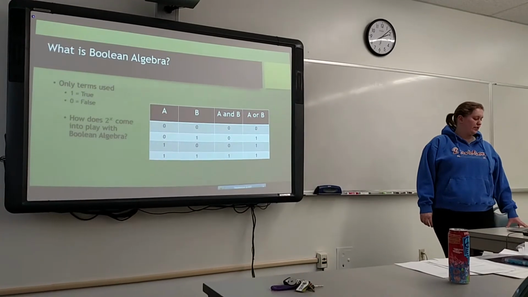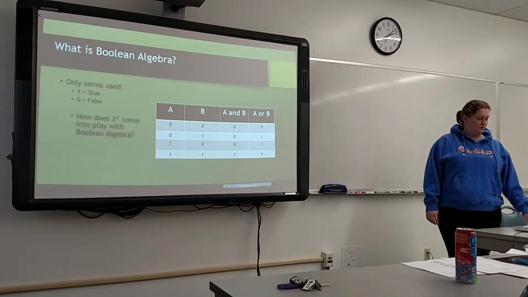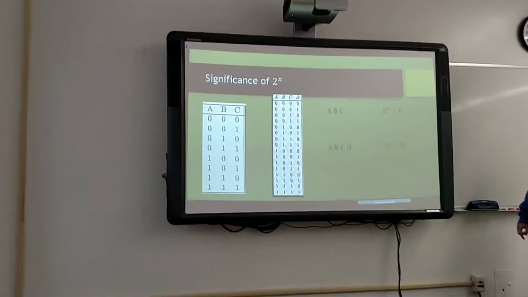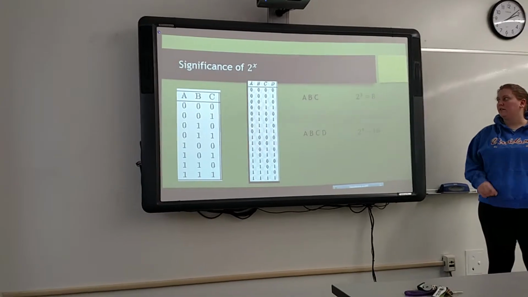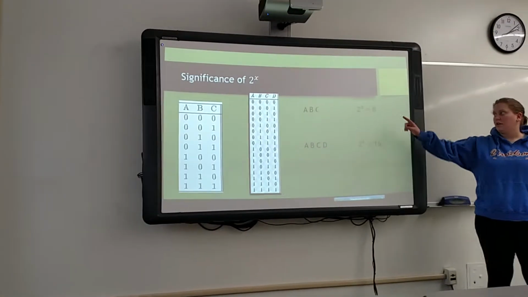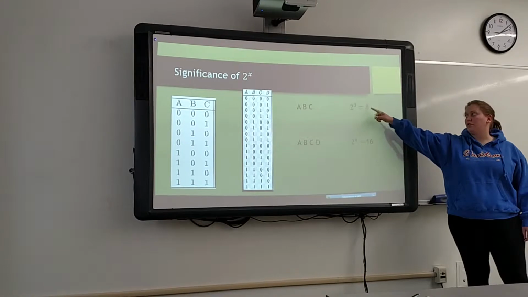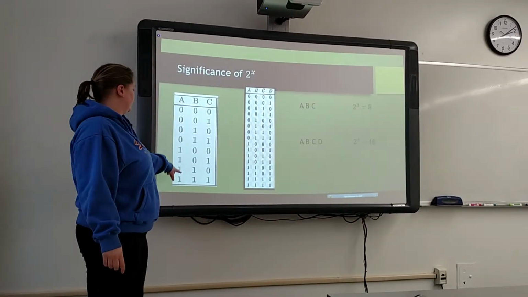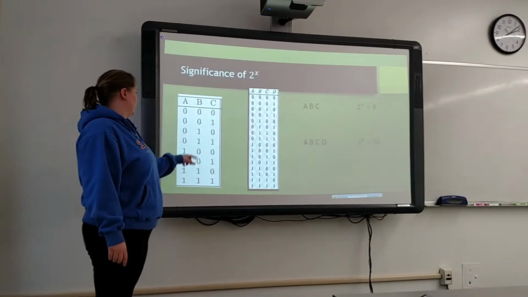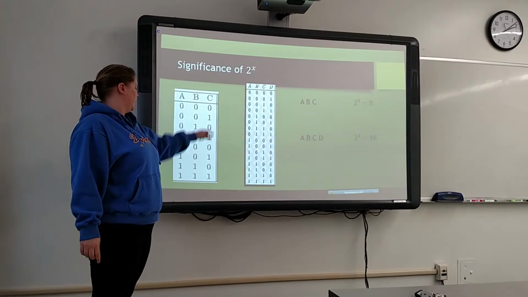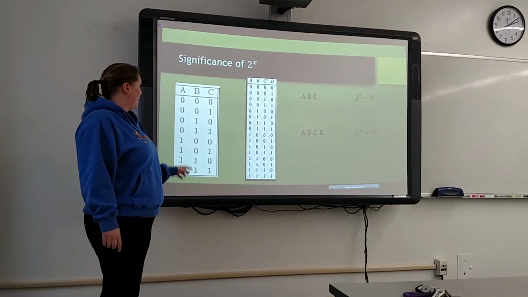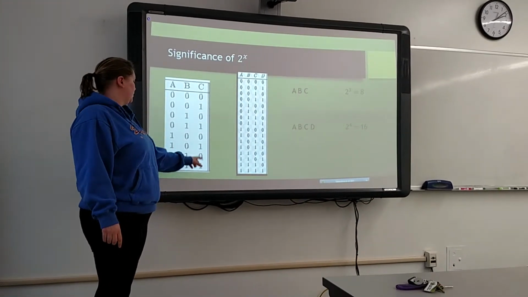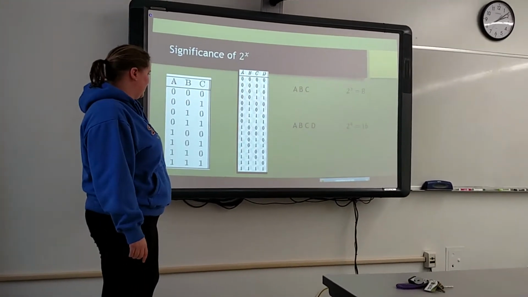So how does 2 to the x come into play in Boolean algebra? If I have the A, B, and C variables, that's 3 variables. So 2 to the 3 is 8. So you can see over here, we're going to have 8 different ways you can make 1 and 0. The first one's going to be 0, 0, 0. The last one will be 1, 1, 1. And then you just play with them to make each one in there.